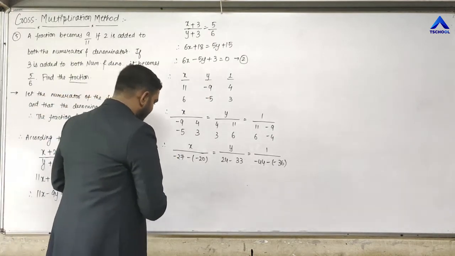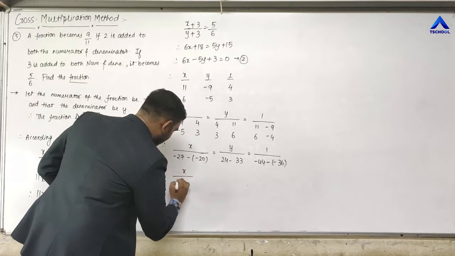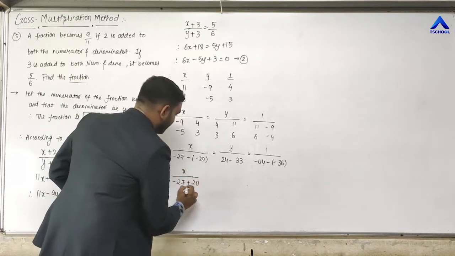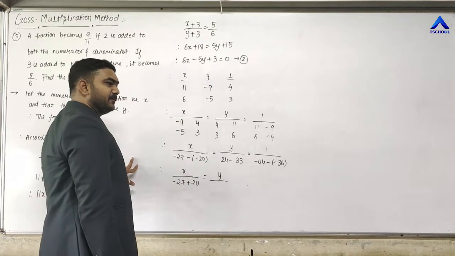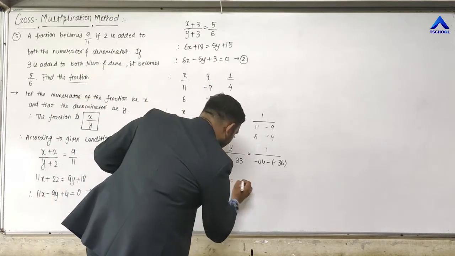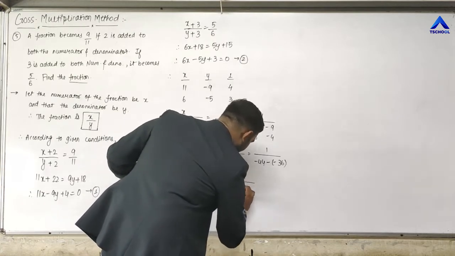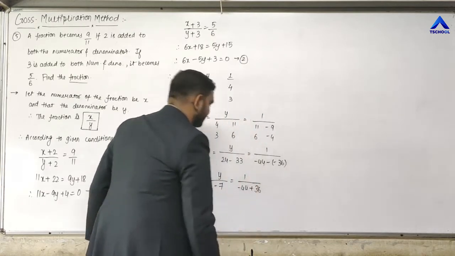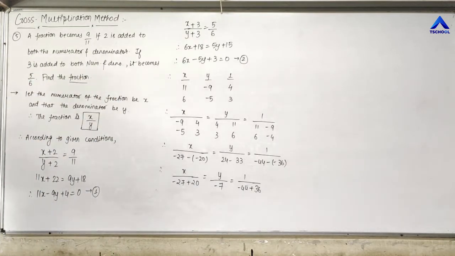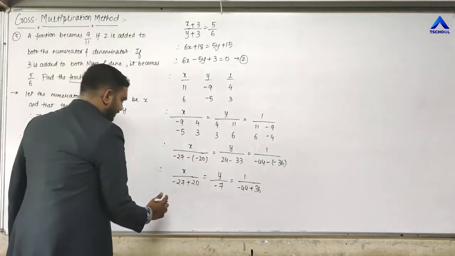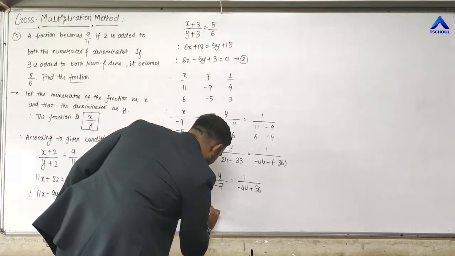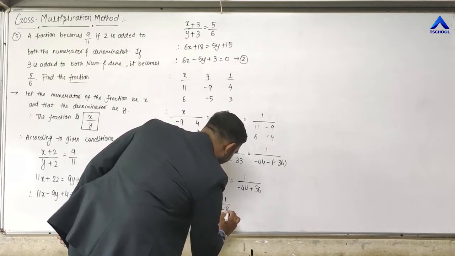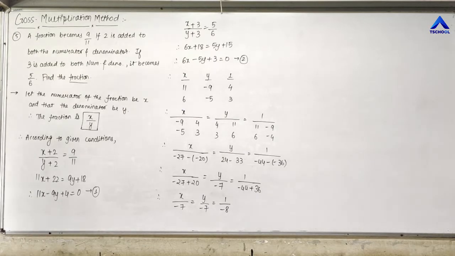So we shall have this. Therefore x upon minus 27 plus 20 is equal to y upon 24 minus 33, that will be minus 9, is equal to 1 upon minus 44 plus 36. So what will be minus 44 plus 36? Minus 8, right? So this is minus 7. Therefore x upon minus 7 equals y upon minus 7 equals 1 upon minus 8, right?